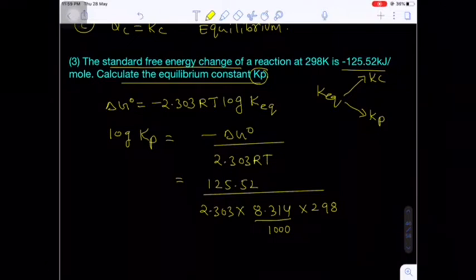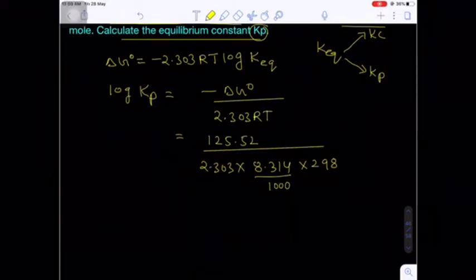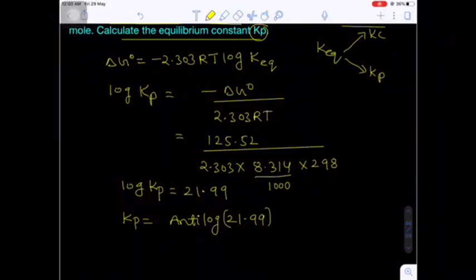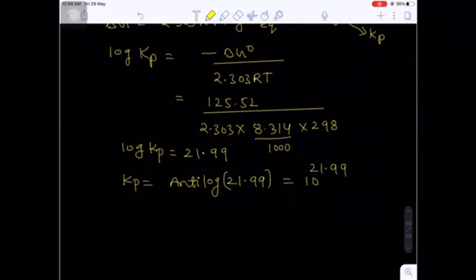Now from here we can calculate the log of Kp, log of equilibrium constant in partial pressures, which is equal to 21.99. Now here I want to calculate the Kp. Kp is nothing but the anti-log of 21.99, which is 10 raised to 21.99.